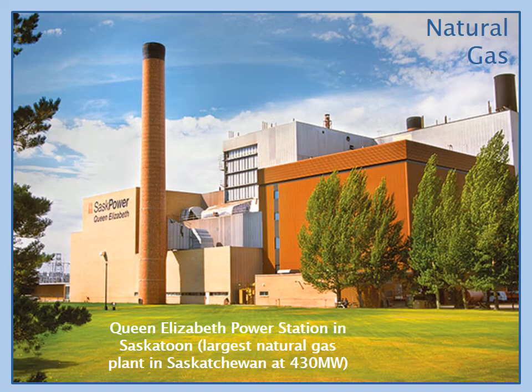Next is natural gas. This is Queen Elizabeth Power Station in Saskatoon. It's the largest natural gas plant in Saskatchewan at 430 megawatts. Not all natural gas plants run 24 hours a day. Usually, they are turned on at peak times. That's when people are using more electricity. The province will fire up the natural gas plants to make sure there's enough electricity to meet demand.